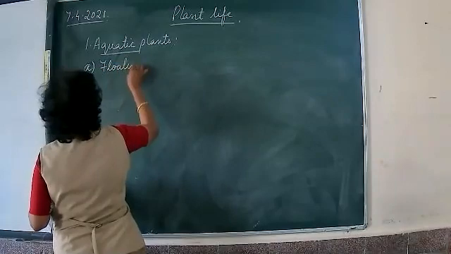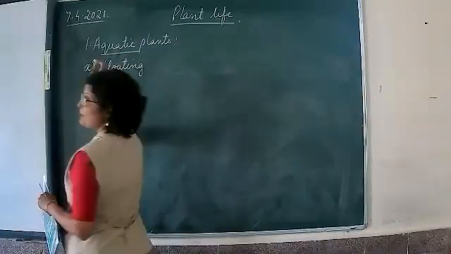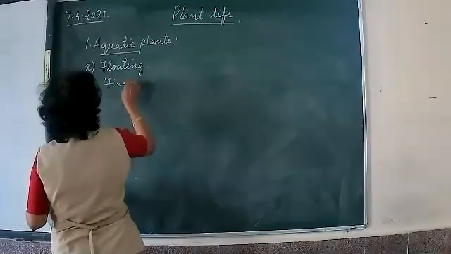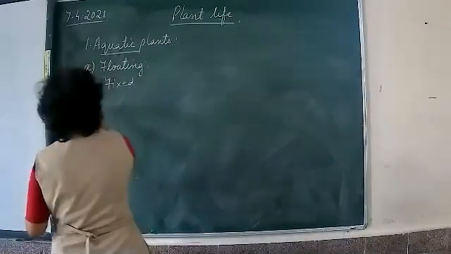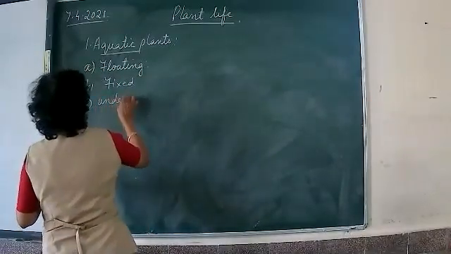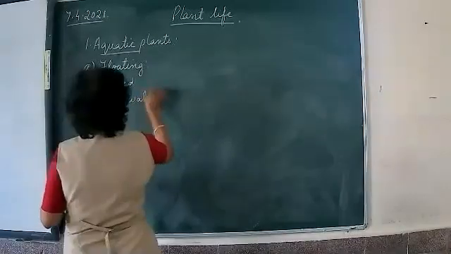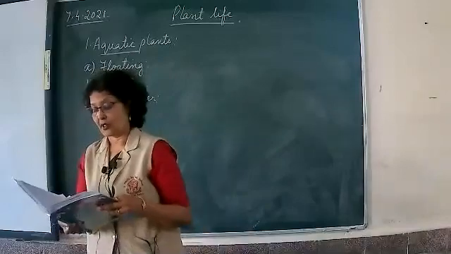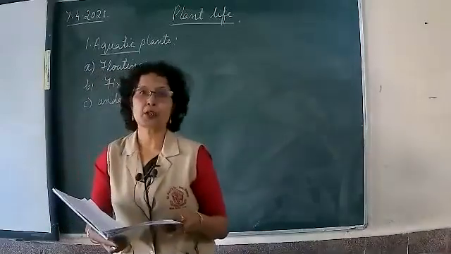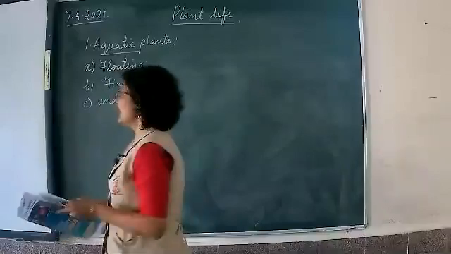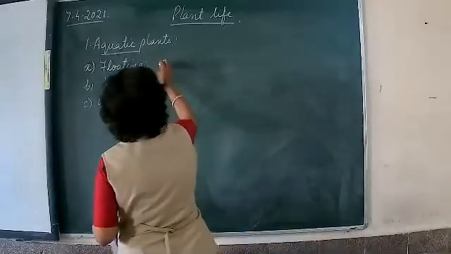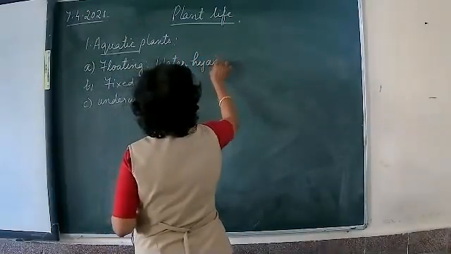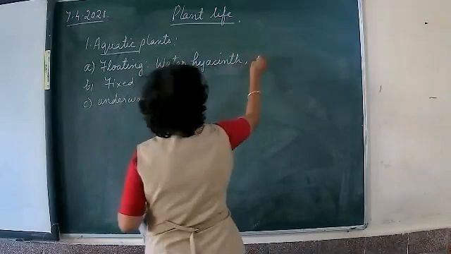That is floating plant, then fixed plant and underwater plant. The name itself is very clear, but still we will do it. Floating means the plants which float on water. They are seen floating on the surface of water in ponds and lakes. Now, the examples are water hyacinth and duckweed.